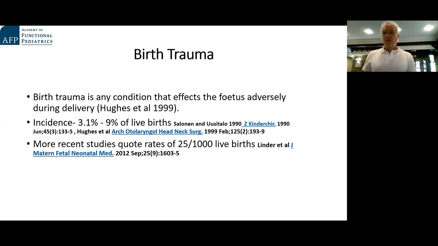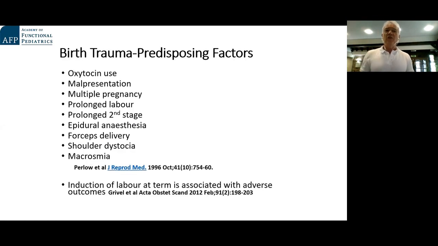Of major birth trauma, the incidence is sort of 3 to 9%. And these are things like cuts, where they've been a bit too enthusiastic with the scalpel, brachial plexus lesions, fractures, organ ruptures, the really nasty stuff. And that's 3 to 9%, so it's quite high. More recent studies quote 25 per 1,000 births. So there's quite a lot of the serious stuff, but there's a lot more which is much more common but less serious types of injuries.